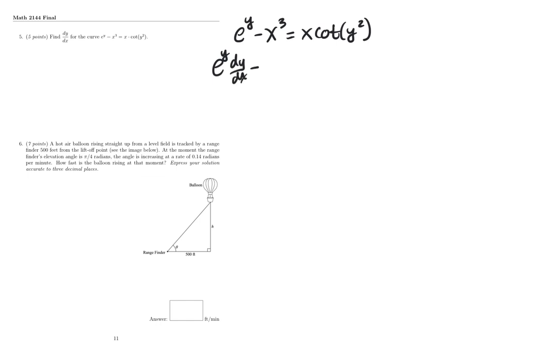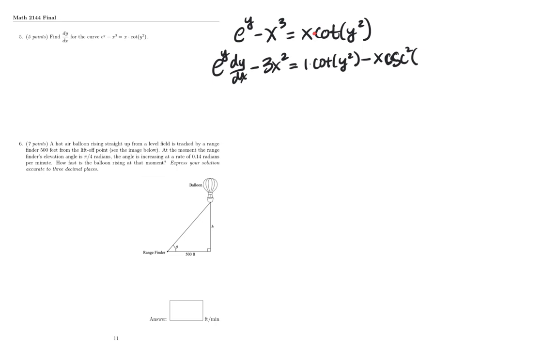Minus the derivative of x cubed with respect to x will be 3x squared equals, on the right hand side, notice that we have the product of two functions, so I'll have to use the product rule. The derivative of x with respect to x is 1, and I'll leave the second function alone. Plus, now I'm going to leave the x alone. The derivative of cotangent is negative cosecant squared, so it's cosecant squared, but it's negative, so that will change this sign to a negative.